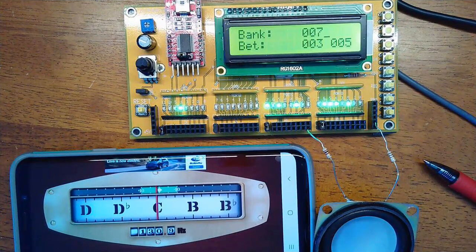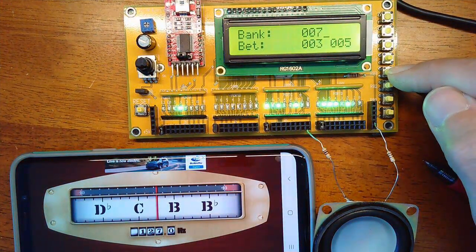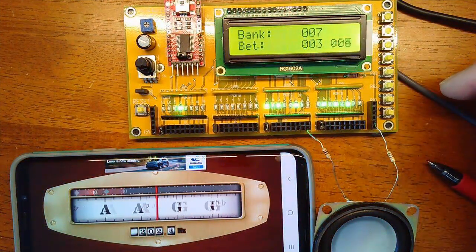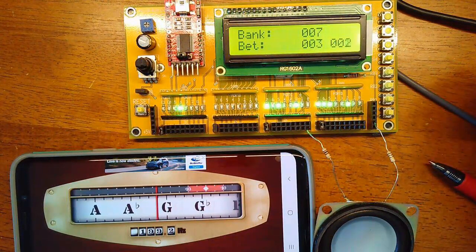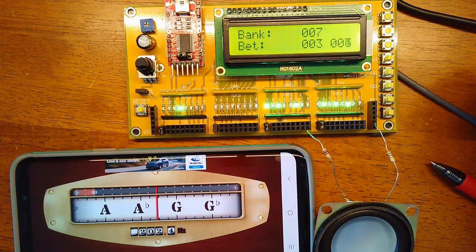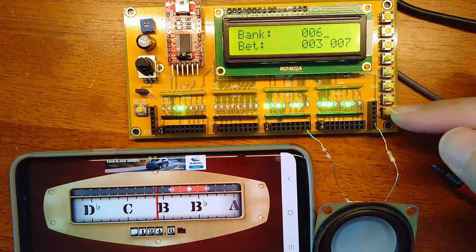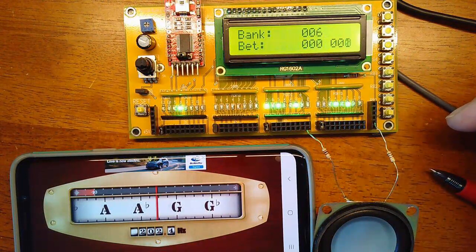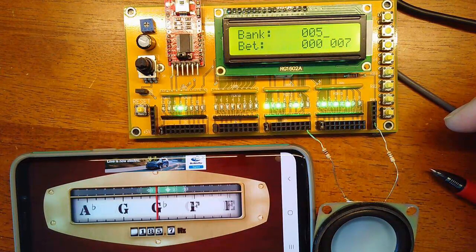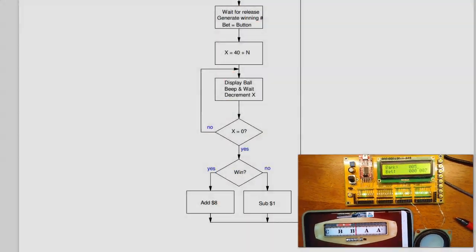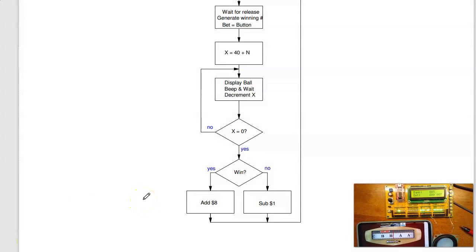So again, here's kind of what it looks like, betting on a 4 or 3. Winning number was 7, and I lost $1. Let's bet on 0. Winning number was 7, and I lost again. Okay, so that's the code.